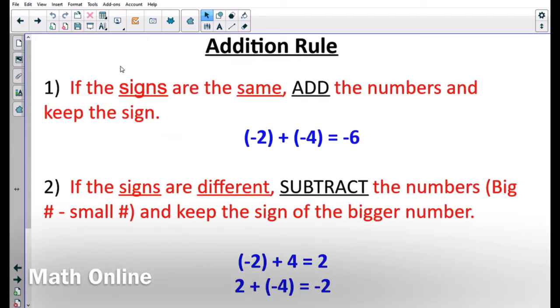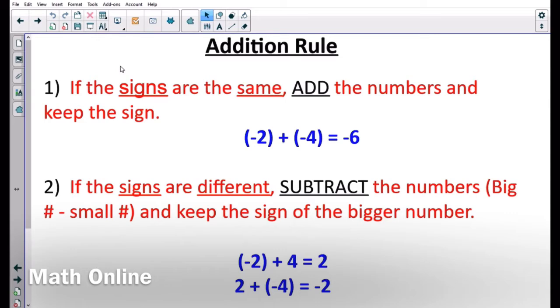All right, so now we have the addition rule. The addition rule contains two different parts. The first part talks about the signs being the same. So if the signs of the numbers are the same, right, because we're talking about numbers here, so if the signs are the same, add the numbers and keep the sign.